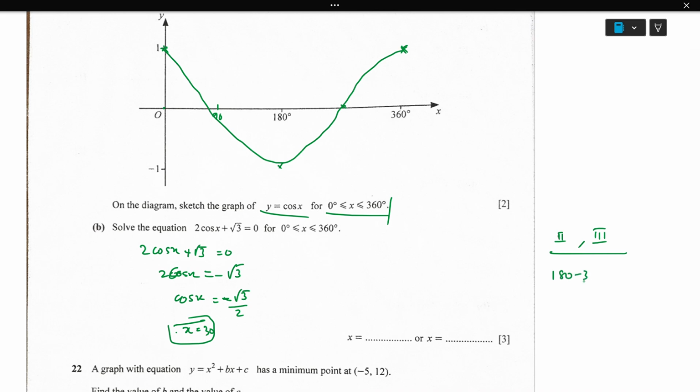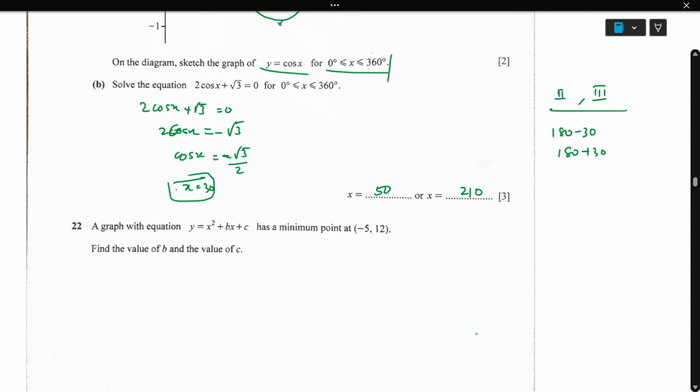In the second quadrant we have to do 180 minus 30, which is 150. First answer is 150. Third quadrant is 180 plus 30, it is going to be 210.